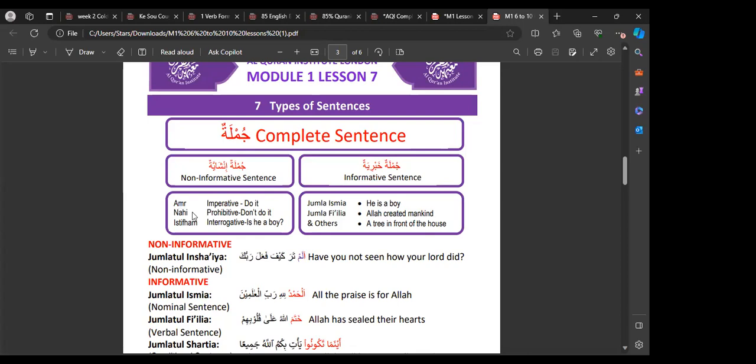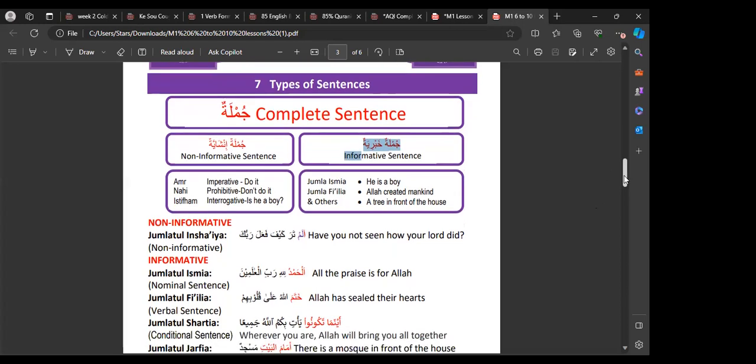Then we have nahi, which is the prohibitive version. Don't do it. La tajlis. And then we have istifham, which is just asking a question, interrogative. Is he a boy? Is that a ball? I'm not providing you with any information in that sentence. I'm asking for information. So these all come under non-informative sentences. These two types should be written down in your notebooks: jumlat al-khabariyya and jumlat al-insha'iyya.